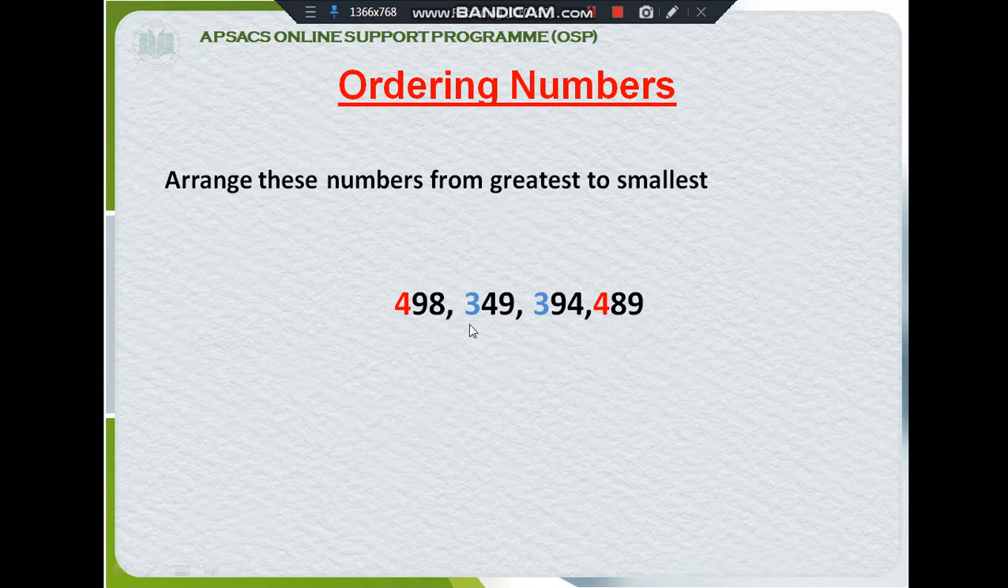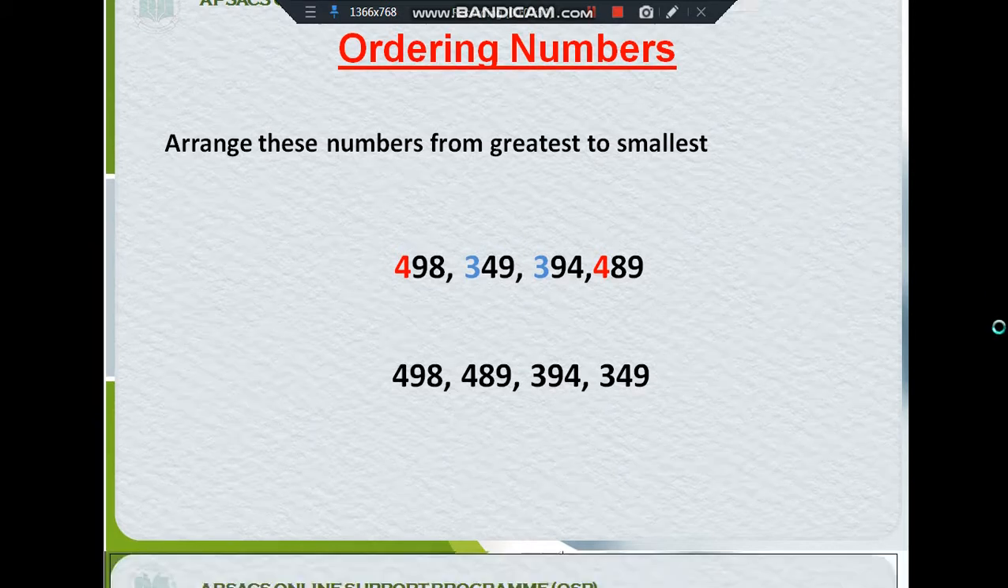In the same way, when we compare these two numbers, we see that 300s, both are the same. So we will move on to tens. 4 tens, 9 tens. So which one is the greatest? Yes, 9 tens. So 394 is the greatest among these two numbers. So what will be our arrangement now? Our arrangement will be 498, 489, 394 and 349.